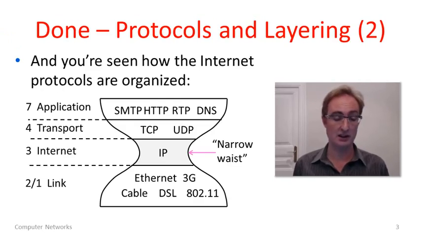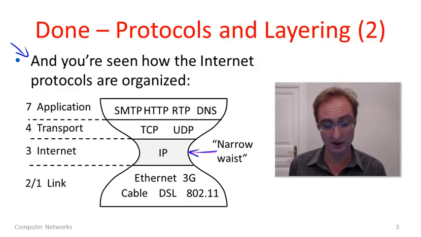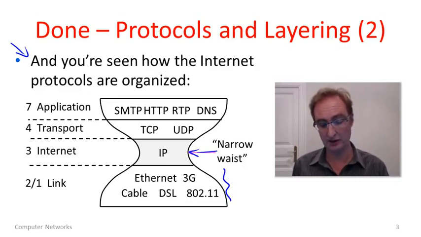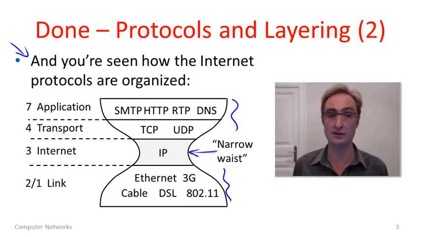And you've also seen how the internet protocols are organised in frameworks such as this internet reference model. This model in particular, I want to point out the narrow waist of the internet, which is IP, and how it allows a diversity of different link technologies to flower, as well as a diversity of different applications to be used on top of the network.